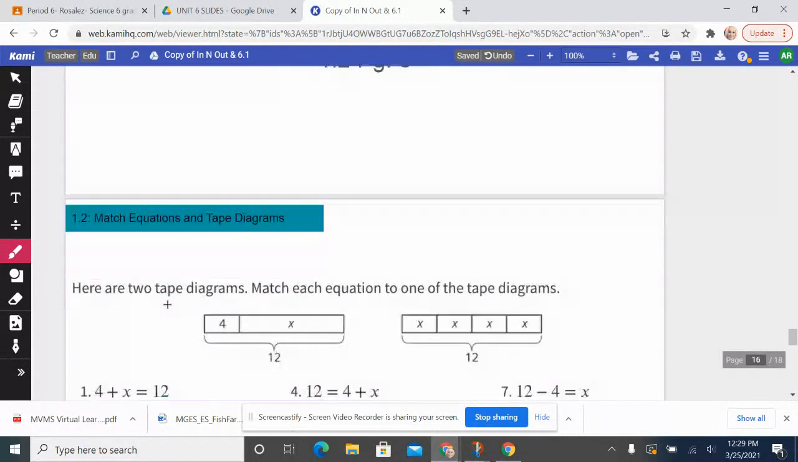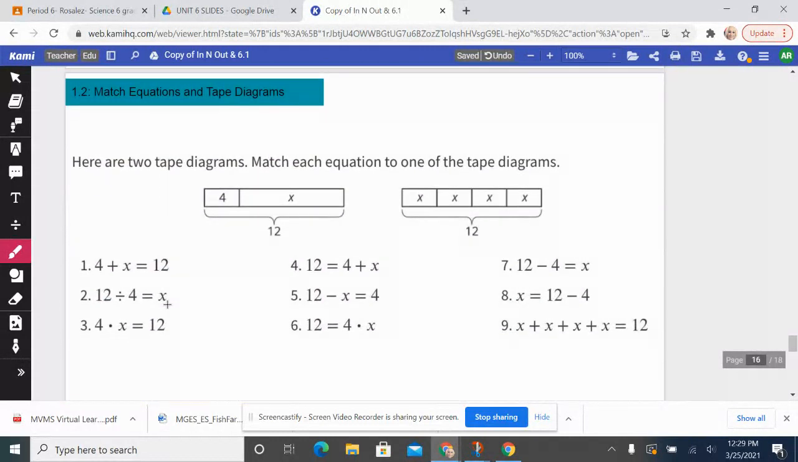All right, next. Match equations and tape diagrams. You're on the same page, I believe, but you're just moving down. We're going to match equations and tape diagrams. That's the section that you should be doing. So it says, here are 2 tape diagrams. Match each equation for each diagram.